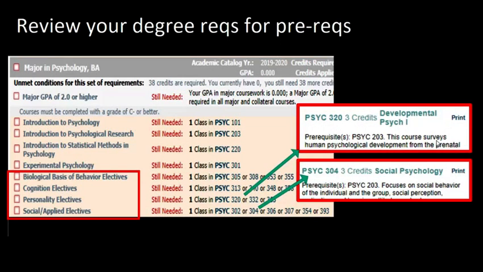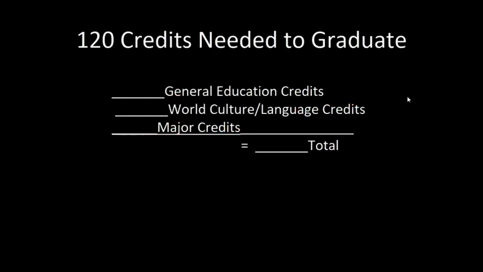Continuing the psychology example, once students have taken Psych 203, that opens up a lot of other options for them within this major. Their elective courses here only require Psych 203. So while you're working on your core classes, you can actually start taking some of your other elective requirements within the major.